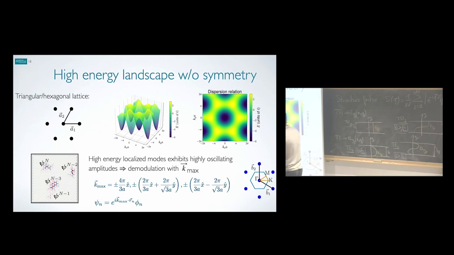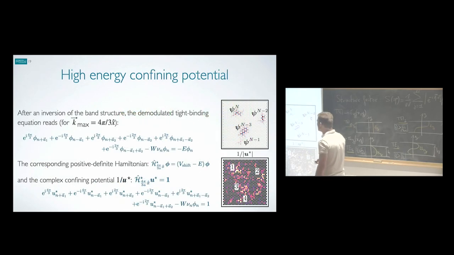So what could be the strategy? Okay, we have no global symmetry, but we have a specific point in the dispersion relation, which are the points where the energy is maximal. So what we try to do is to locate this maxima and to have a demodulation procedure based upon the value of this Kmax. Okay, so we define a new variable, a new eigenstate, which is a demodulated version of the original one. Okay, if we do this, we obtain this kind of Hamiltonian.